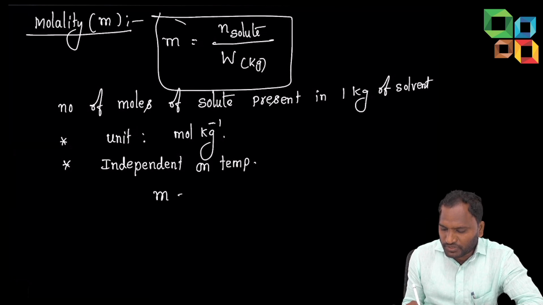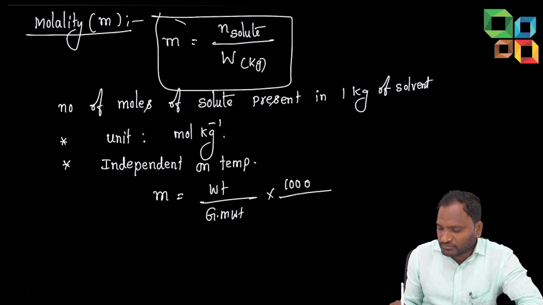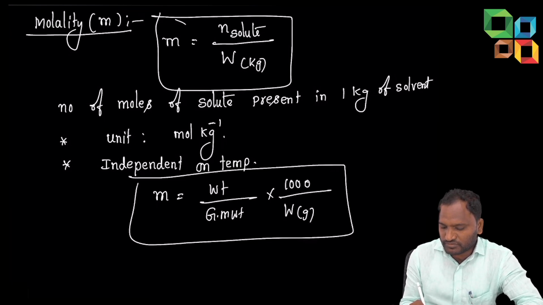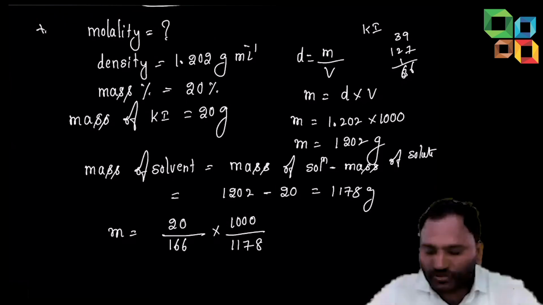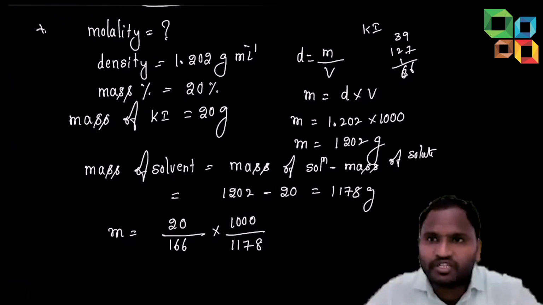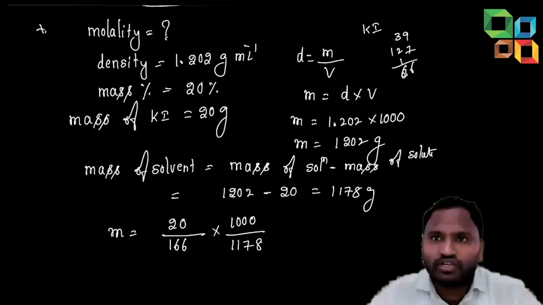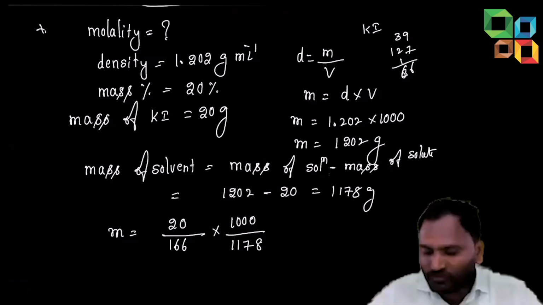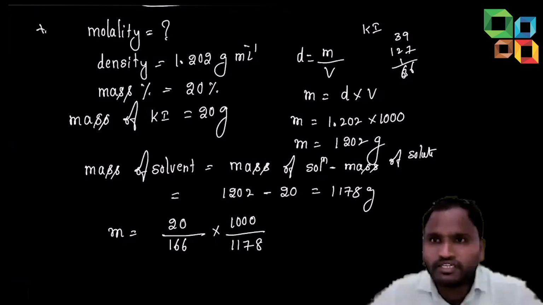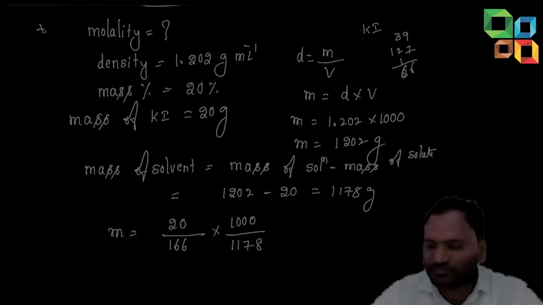Next, if you want to simplify, you can write weight by gram molecular weight into 1000 upon W in grams, if you want to write it in grams. So for the same problem, we found molality also. By knowing density and mass percentage, we found molarity and molality also.